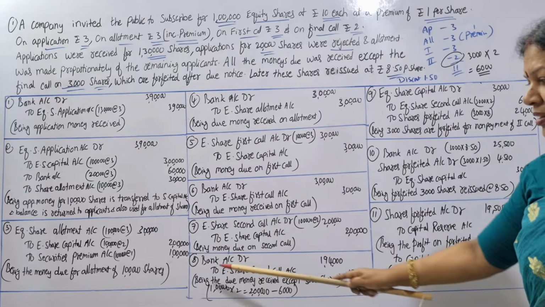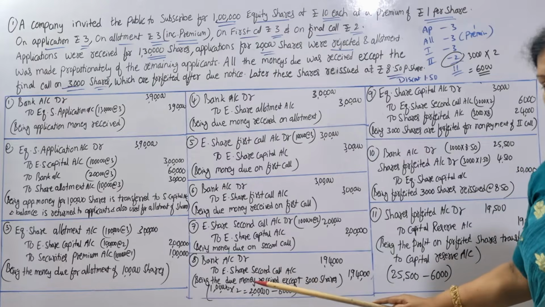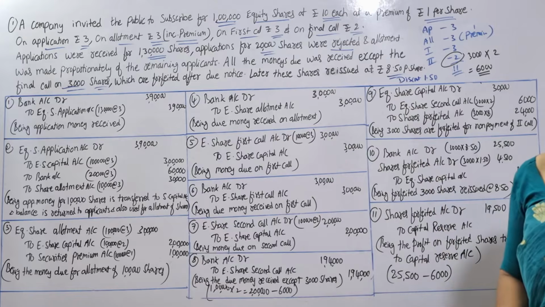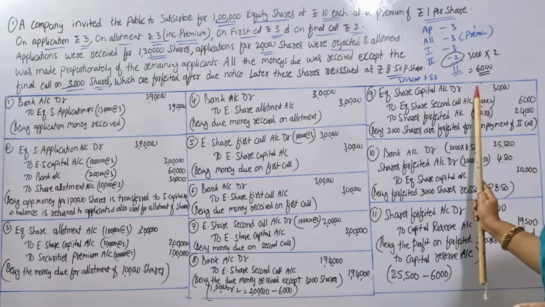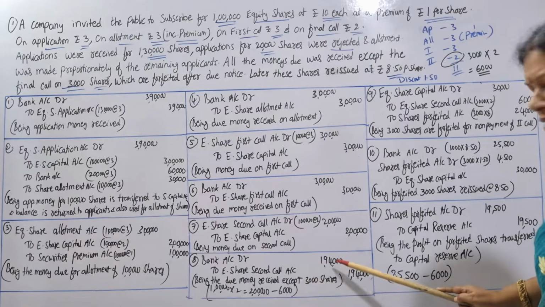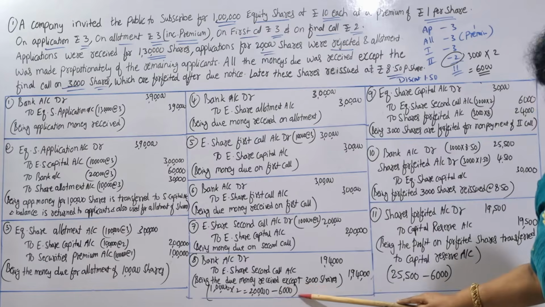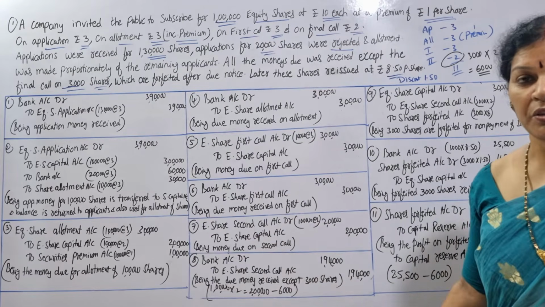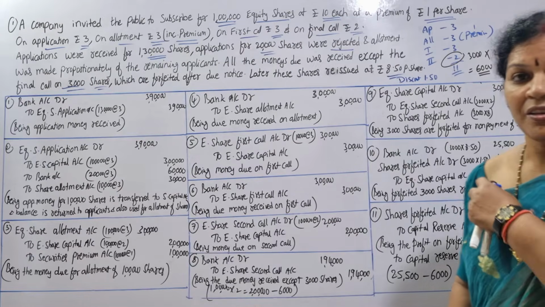You know this, okay? Bank account attached to equity share second call account. How much did we receive? We were supposed to receive 2 into 1 lakh, but 3,000 not received. That 3,000 into 2 rupees comes to 6,000. 6,000 will be deducted from the total of 2 lakh. 2 lakh minus 6,000 comes to 1,94,000. Am I clear up to here? Normal. Then after that, what happened?